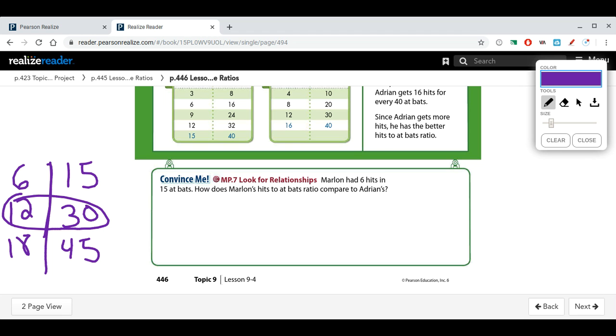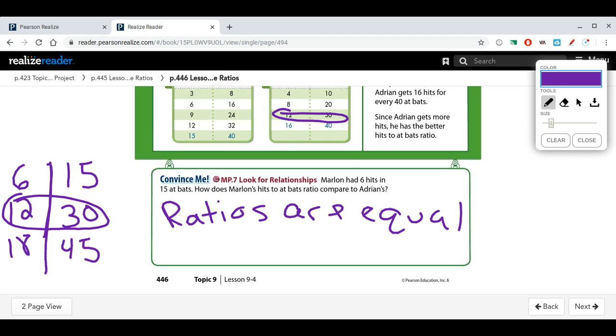So 12 and 30 are the same here. When I compare the ratios, if they both are at 30 at-bats, they have 12 hits. So the ratios are equal. They both have 12 hits for 30 at-bats.